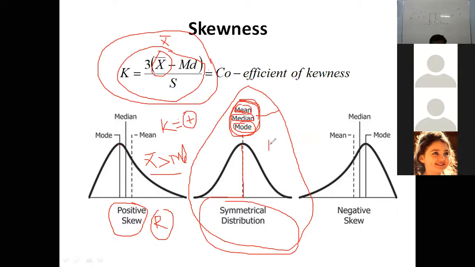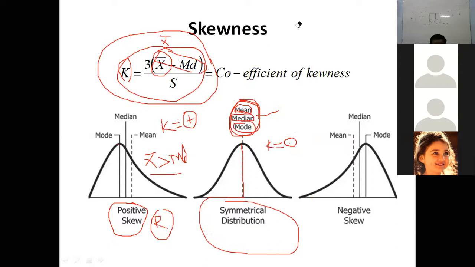What about here? I forgot to tell that. What about K here? What value of K most probably? The values of mean and median are more or less the same. So what will happen to the value of K? If it is symmetric, K will have a value of more or less 0.